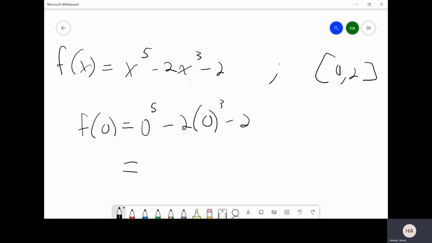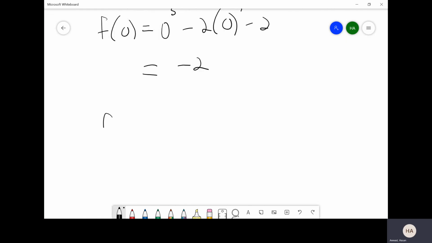Okay, so the first 0 to the 5th is just going to drop out. The second term is also going to drop out because it's negative 2 times 0. So we're just left with that negative 2 at the end. So f of 0 is equal to negative 2. And now we plug in f of 2.